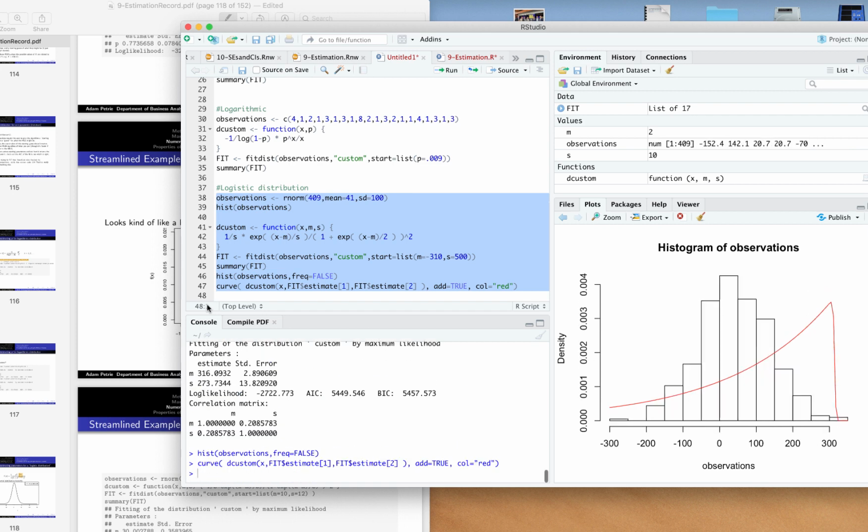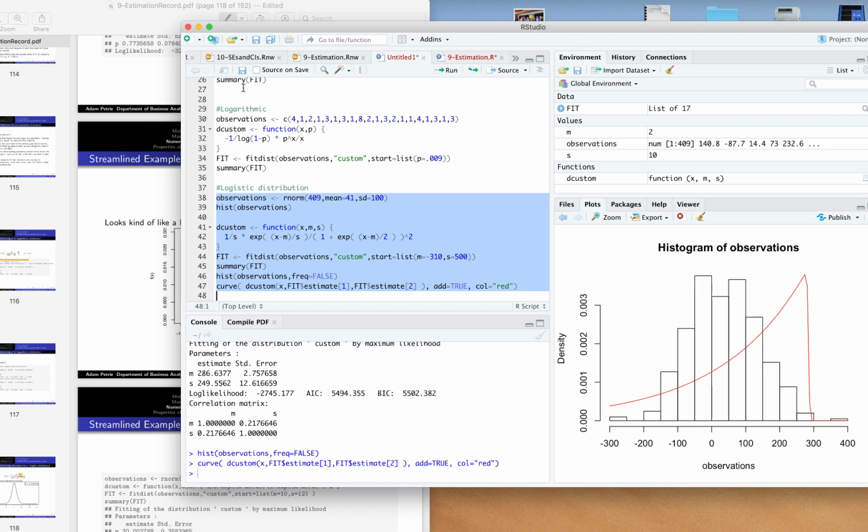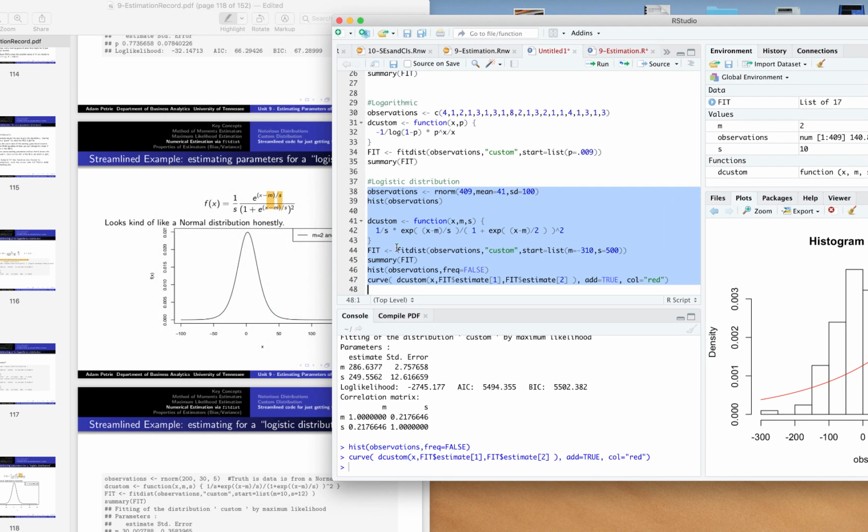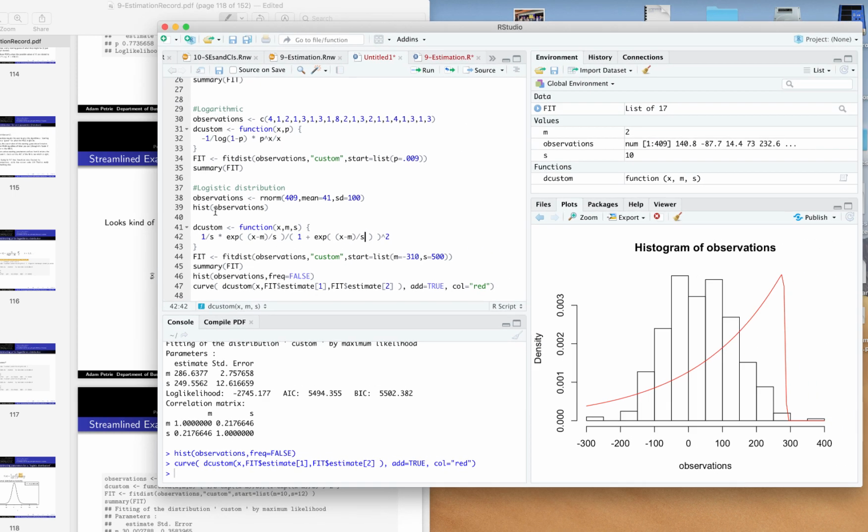Yeah, there must be some issue that I have with the transcription here. So let's take a look. 1 over s times e to the (x minus m) over s, divided by 1 plus e to the (x minus m) over 2. There's an s there. So embarrassing.